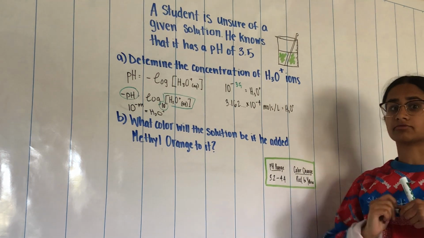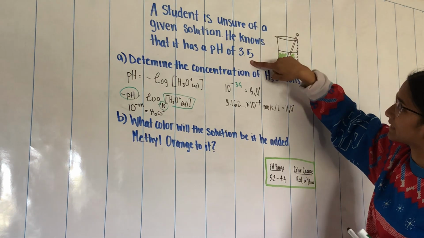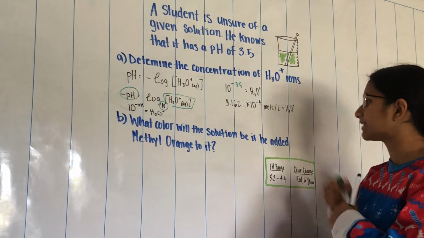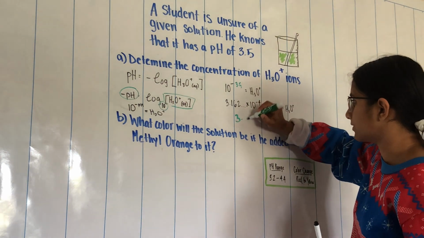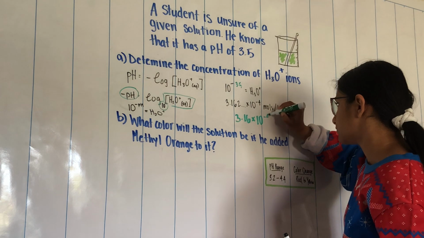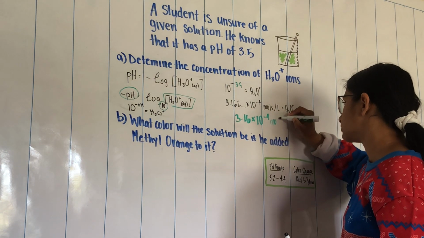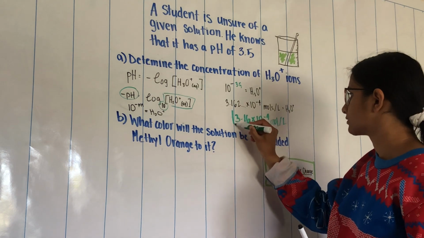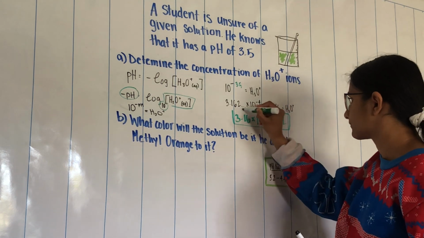Now, in terms of rounding, there are 2 places here, which means that we're going to take 2 decimal places. So our final answer is going to be 3.16 times 10 to the -4 moles per liter. And that is our answer for part A.